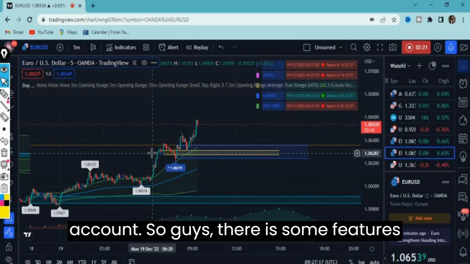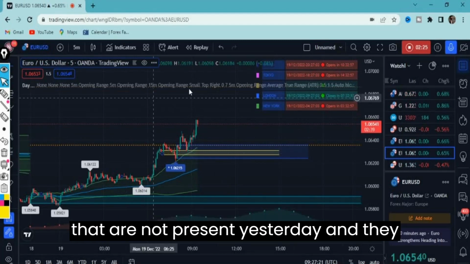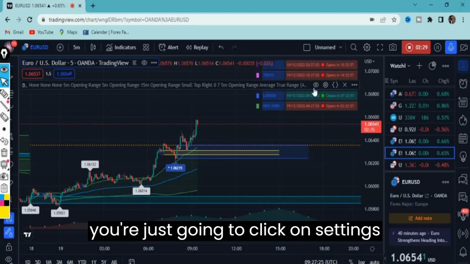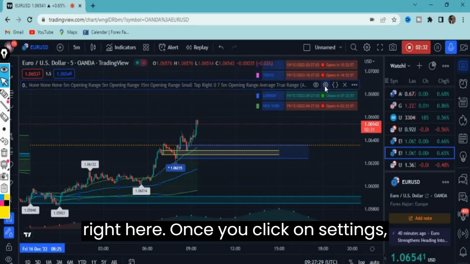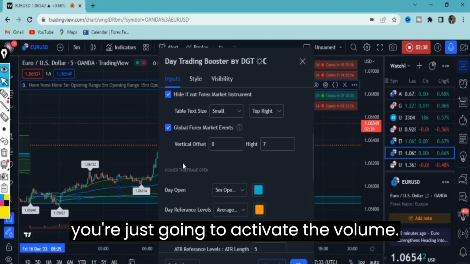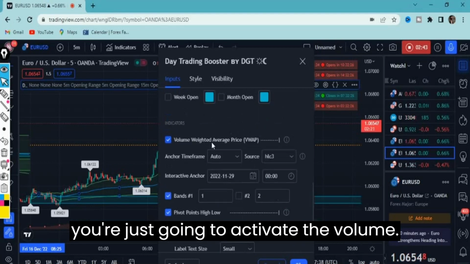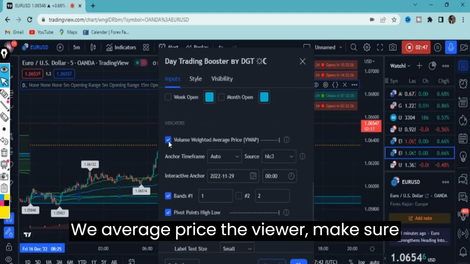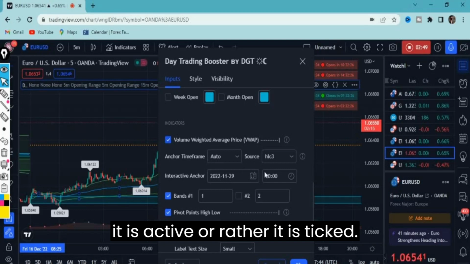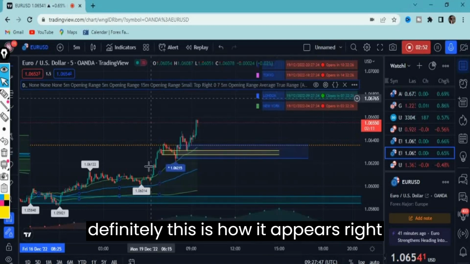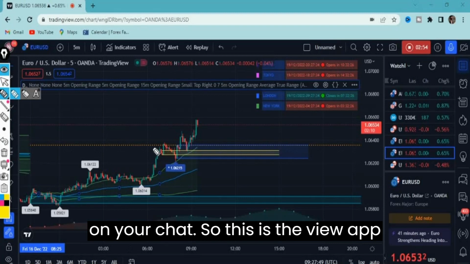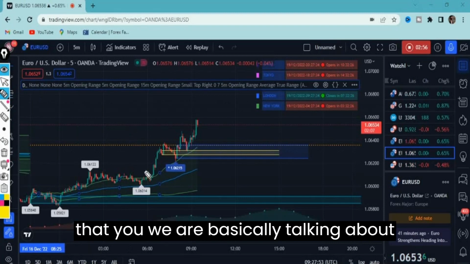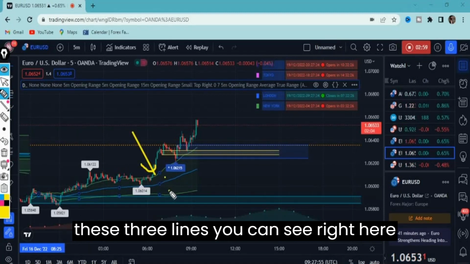So guys, there are some features that were not present yesterday and they are available right now. You're just going to click on settings right here. Once you click on settings, you're going to activate the volume weighted average price, the VWAP. Make sure it is active, or rather ticked. Once you've done that, this is how it appears on your chart. So this is the VWAP that we are talking about, these 3 lines you can see right here.